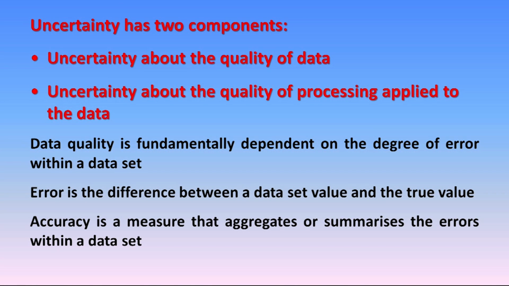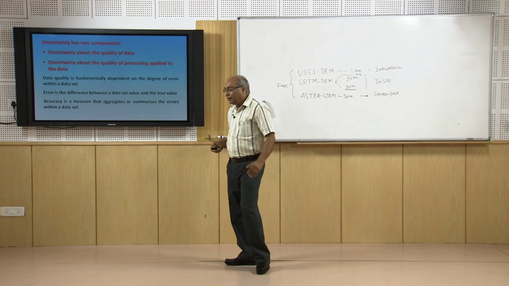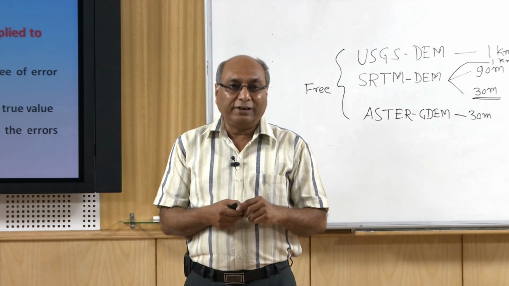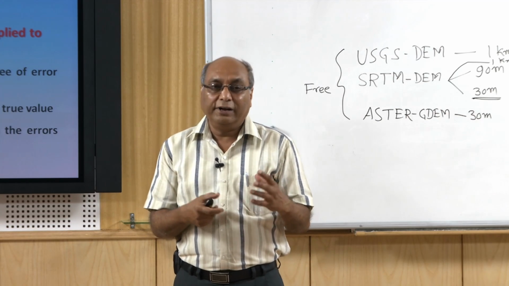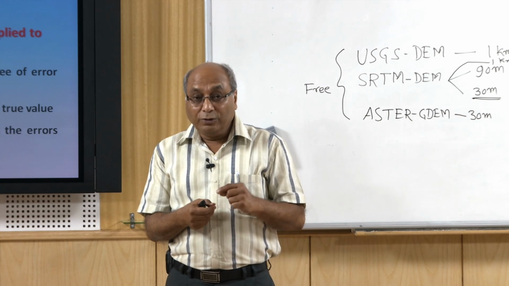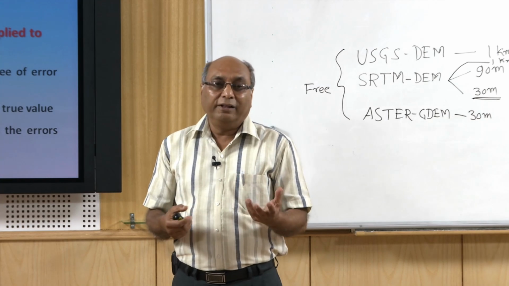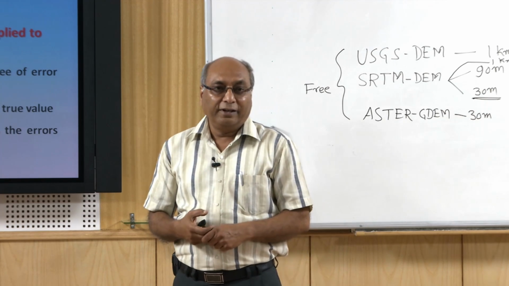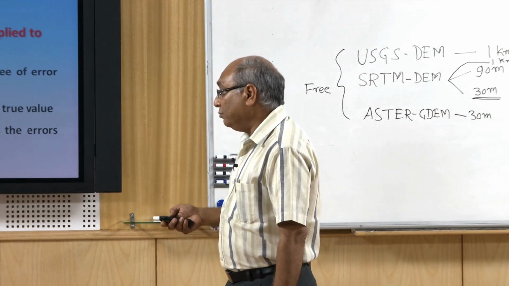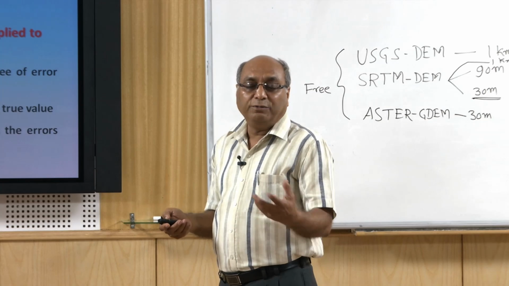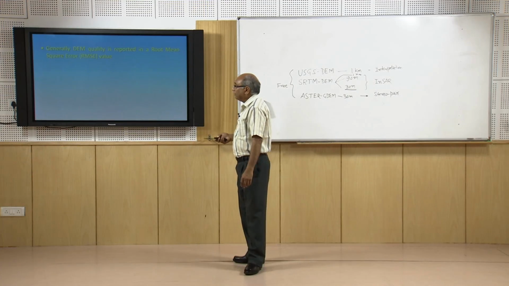Accuracy is a measure that aggregates or summarizes the errors within a data set, so how much error is being carried. Suppose in a digital elevation model an elevation supposed to be 100 meters is coming as 110 meters. That means a plus 10 meter value is coming, or there might be a case where it is supposed to be 100 meters but is coming as 90 meters. So we can say plus or minus 10 meters. This information must be available before we employ that DEM and derive certain derivatives or outputs from it.